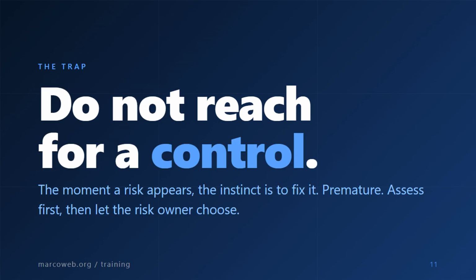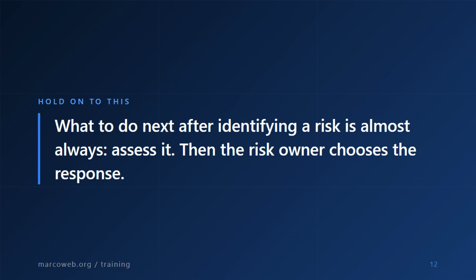Which brings us to the trap. The instinct, the moment a risk appears, is to reach for a control. It feels responsible, and it is premature. Assess first, then let the risk owner choose a response proportionate to what the assessment found. So carry this away. After identifying a risk, the next step is almost always to assess it. And the response decision belongs to the business risk owner, not to the auditor, and not to the security team.